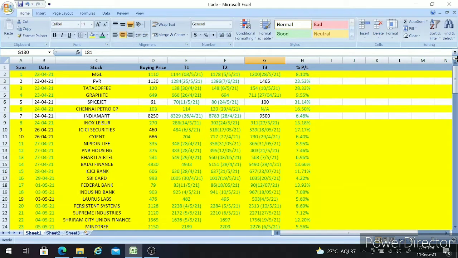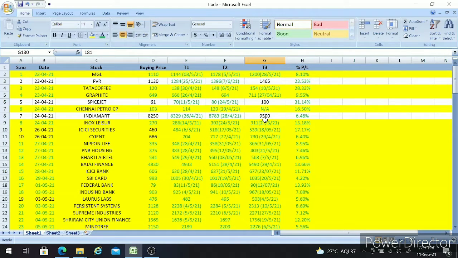You can select any of the trading calls I have given. Before going to that, I'll explain what these color codings are. The ones highlighted wholly in yellow are the stocks whose all three targets got achieved. If you take India Mart, it's not highlighted in yellow because it only achieved the first two targets which I have given. Until the third target is achieved, it stays in white color.